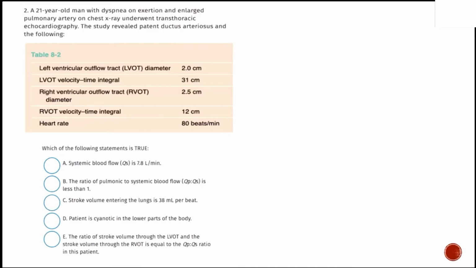A 21-year-old man with dyspnea on exertion and an enlarged pulmonary artery on chest X-ray underwent TTE. The study revealed patent ductus arteriosus, right? Everyone's like, I'm not answering this question, right? This is the data that you have. Which of the following is true? So what if I gave you a hint that we talked about QP, QS earlier? So what do we want to do here?